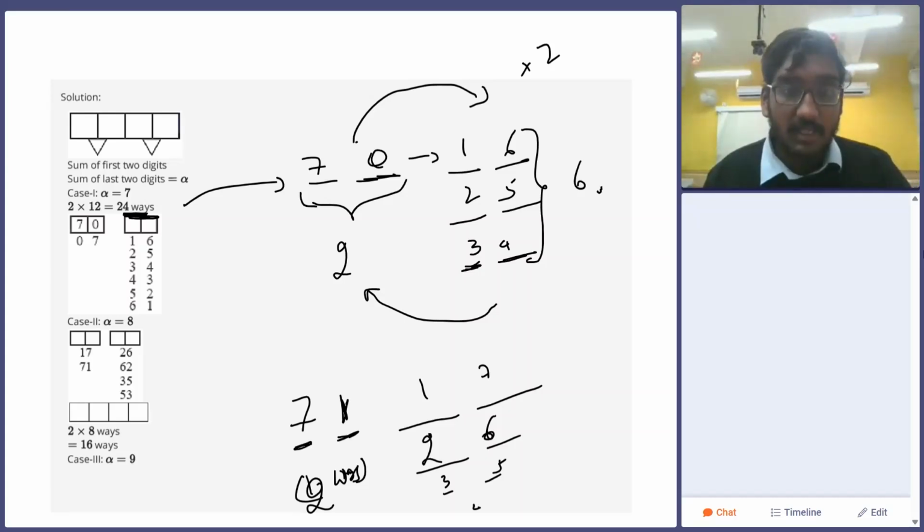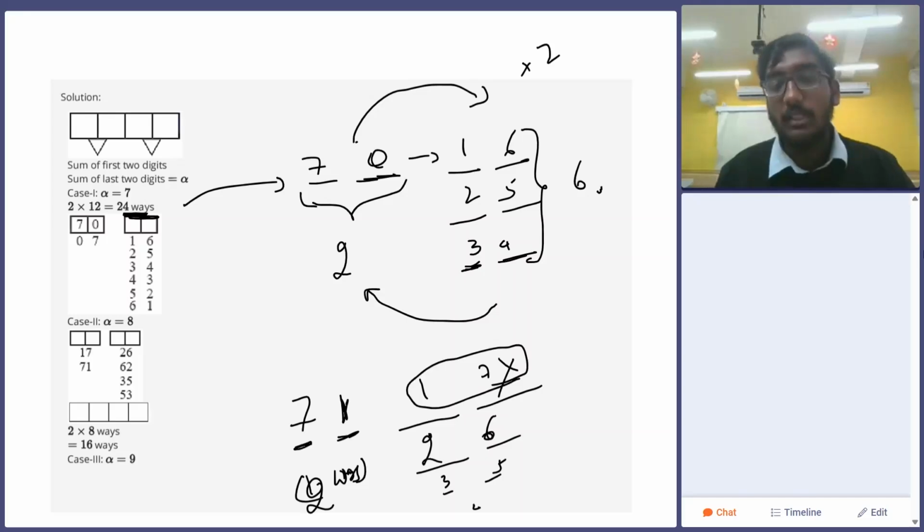So how many possibilities are there? And here you will be ruling this out also. Why? Because 1 and 7 have already occurred, so it cannot repeat again, okay?